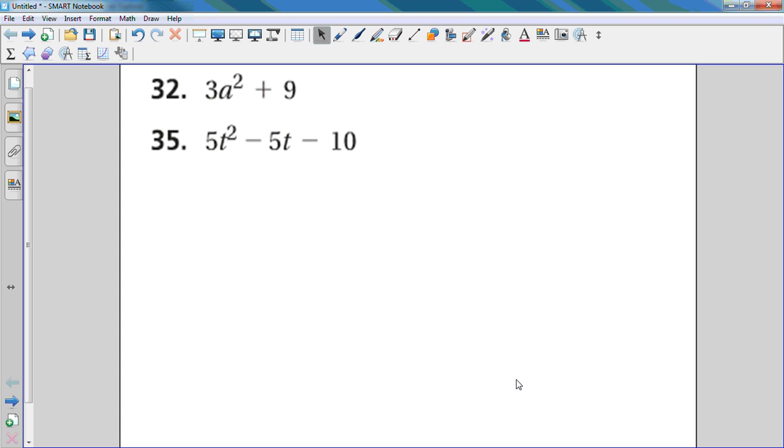What do I have to do in number 32 first? Well, first thing I have to do is check for a greatest common factor. Do I have a greatest common factor in 3a squared and 9? 3, right. So I'm going to divide both by 3, my greatest common factor.